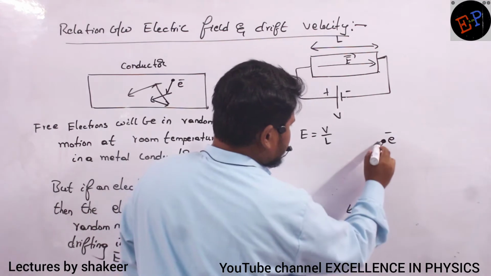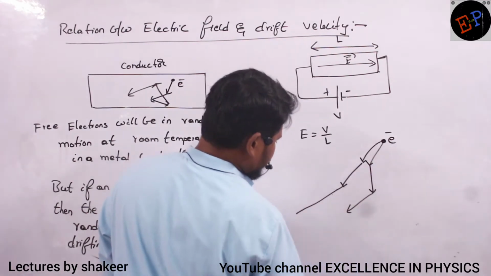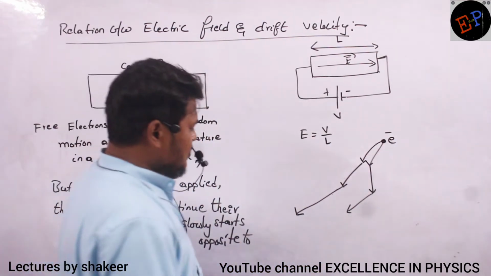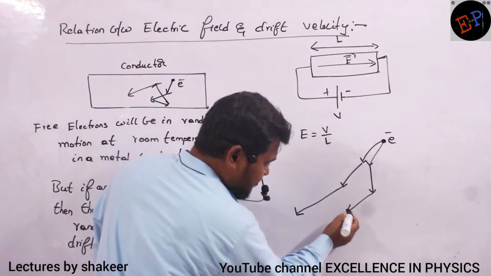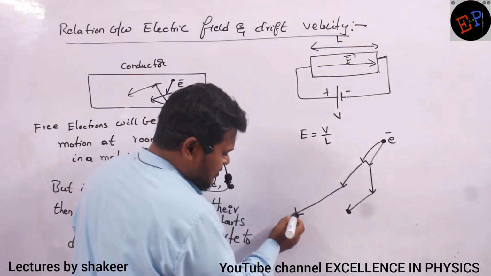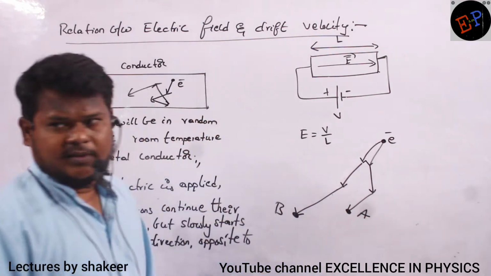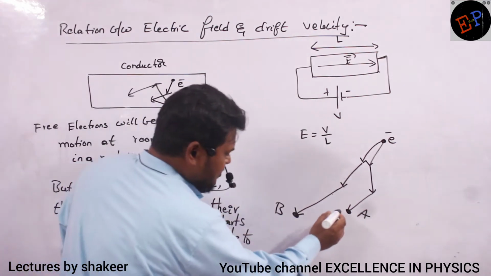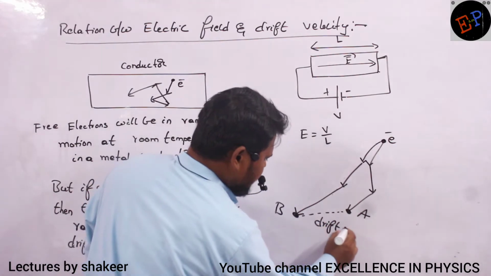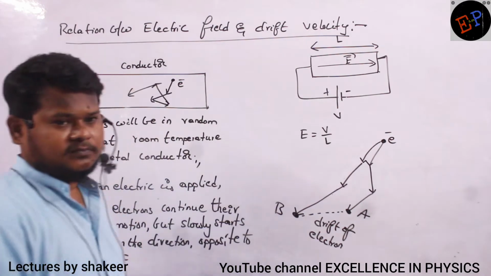Okay? Just for your understanding, it starts drifting like this. Actually, it should have reached here if there is no electric field. But because there is some electric field, this electron, instead of reaching position A, has reached position B. And this distance traveled is called the drift of the electron.